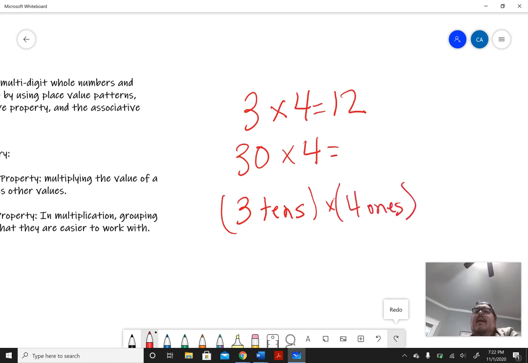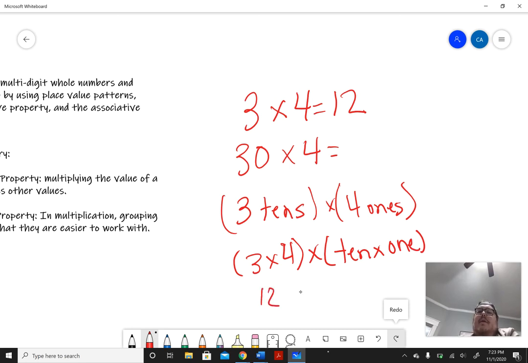All right, now let's move these around so that we're multiplying numbers by numbers and words by words. So we have 3 times 4 times 10 times 1. Pretty straightforward. We already know that 3 times 4 equals 12. And 10 times 1 is pretty easy to figure out, which is 10. Now we can multiply 10 times 12, or 12 times 10, which is 120. Right, and we use the associative property to do that.